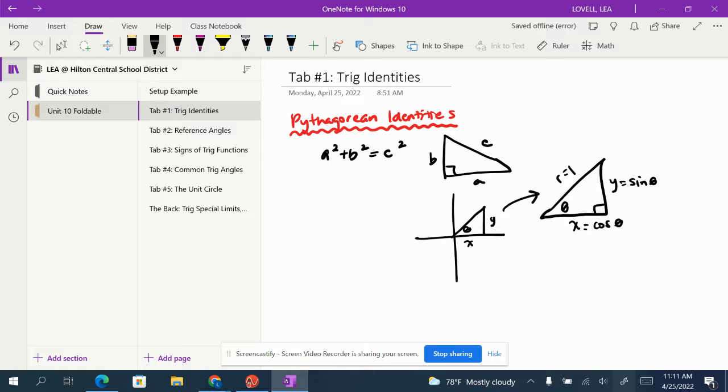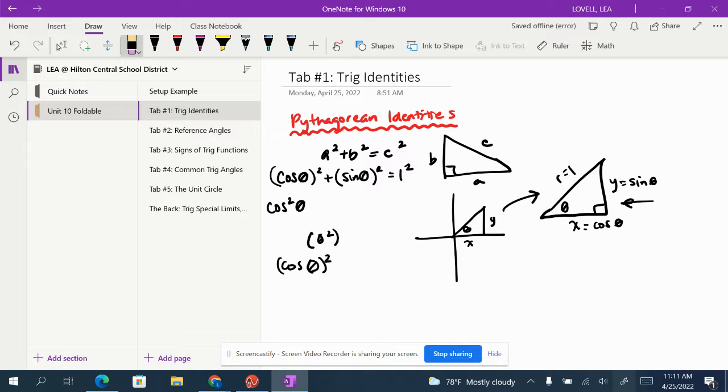x squared, aka cosine theta squared, so I can write cosine theta squared plus sine of theta squared is equal to 1 squared. And I took that right from my picture right here. In trig, we usually rewrite this whole piece squared as cosine squared theta. It just helps us distinguish between this and this because it gets confusing.